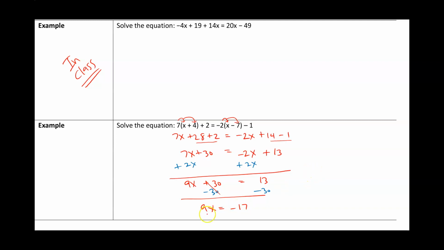And then if you just divide both sides by 9, because the x is being multiplied by 9, so we divide both sides by 9. And then this gives us x equals negative 17 over 9.